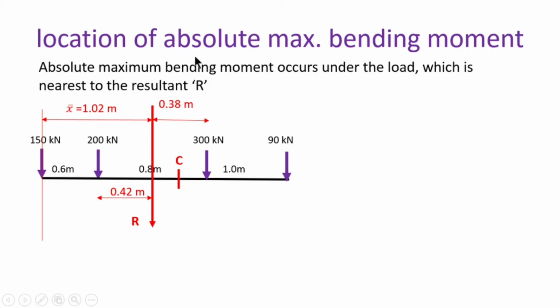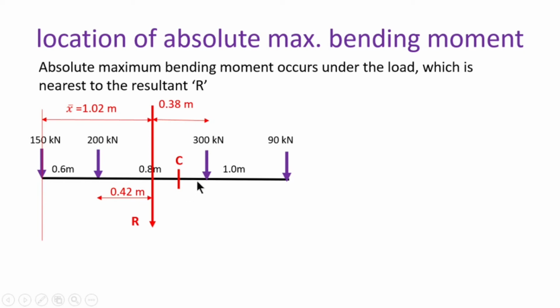The next step is the location of the absolute maximum bending moment. Where is the absolute maximum bending moment? The absolute maximum bending moment occurs under the load which is nearest to the resultant. So this is our resultant R that we calculated in the previous step. Here the 200 kN load is 0.42 meter away, and the 300 kN load is 0.38 meter away. So the absolute maximum bending moment will occur under this 300 kN load.